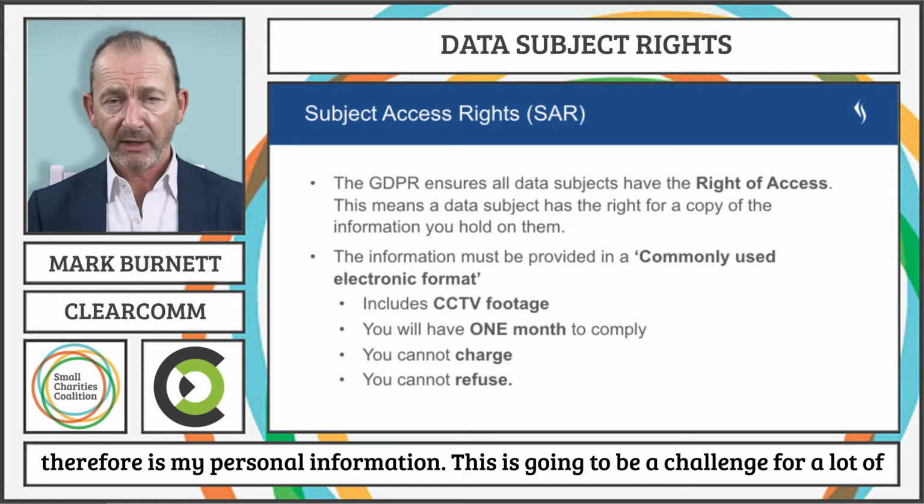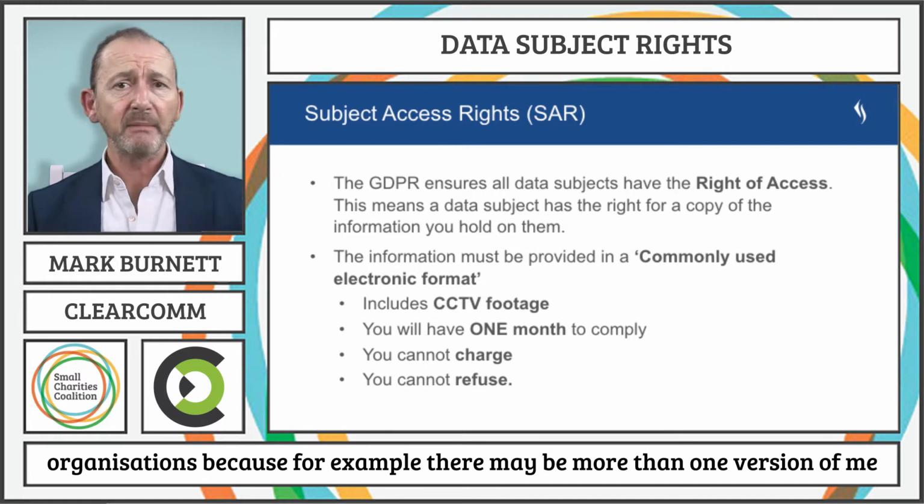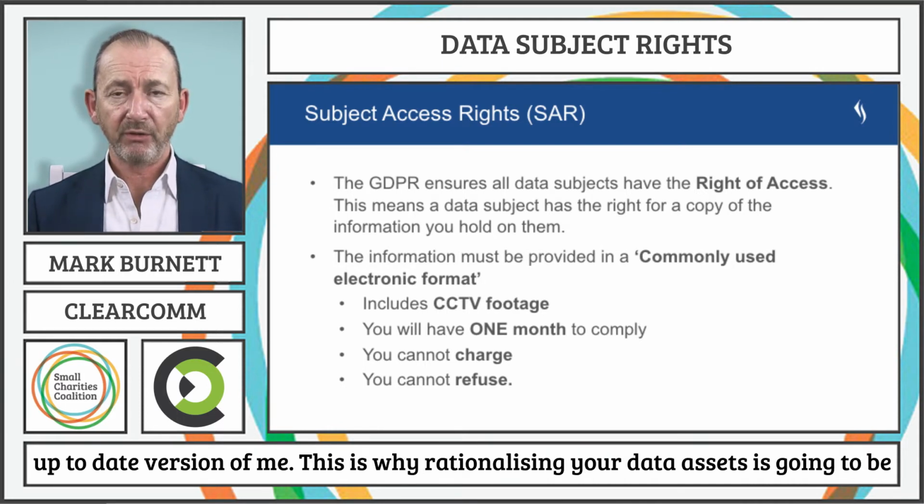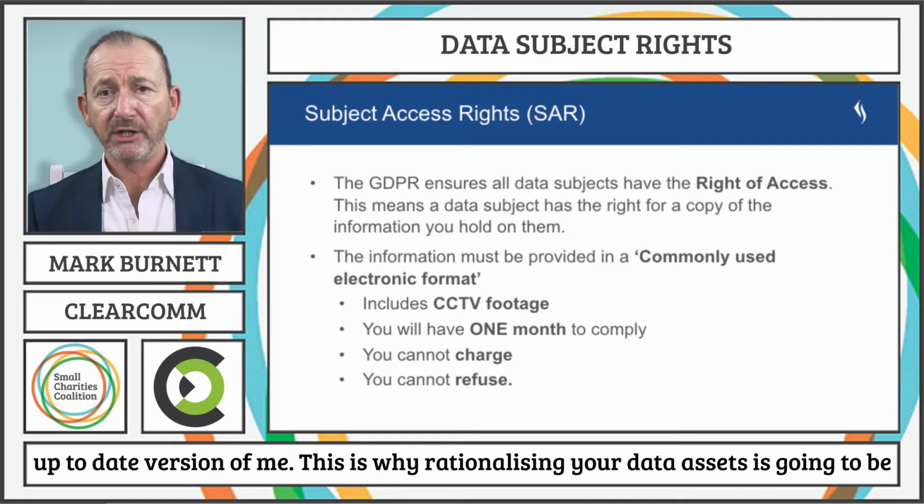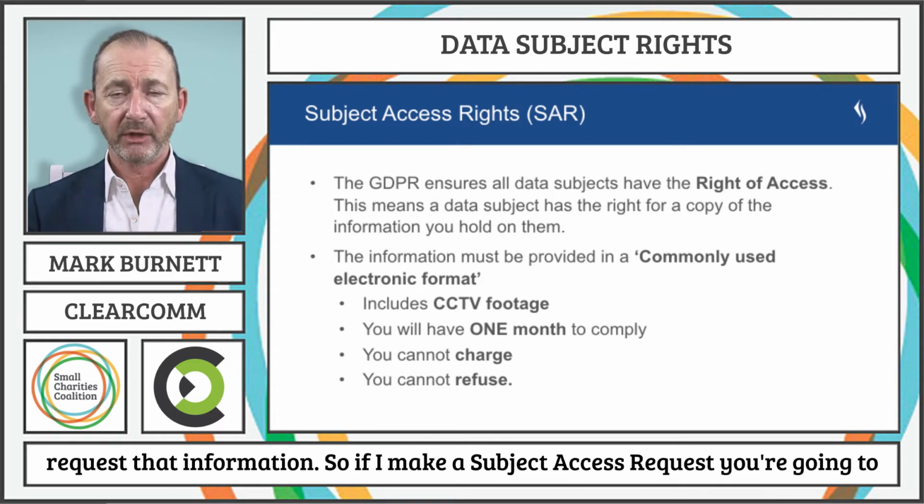This is going to be a challenge for a lot of organisations because, for example, there may be more than one version of me. You may have 2 data assets and I appear on both. Which of those is the most up-to-date version of me? This is why rationalising your data assets is going to be really important and making sure that you've got one accurate version of me when I request that information.